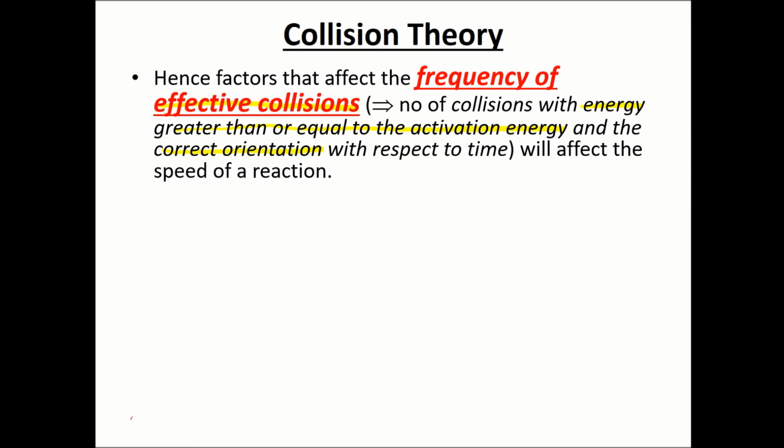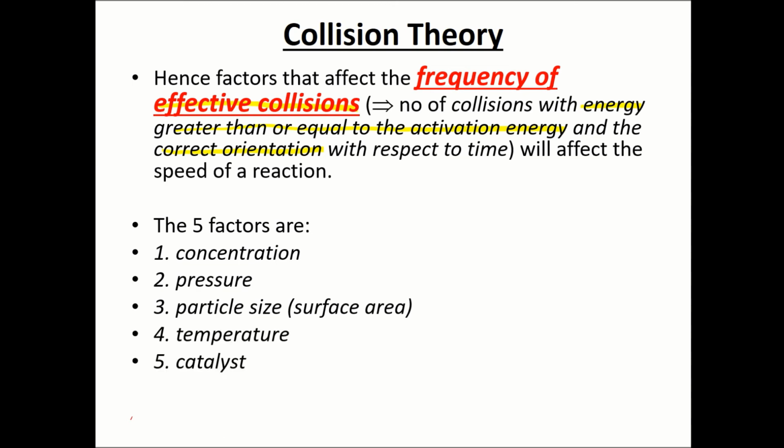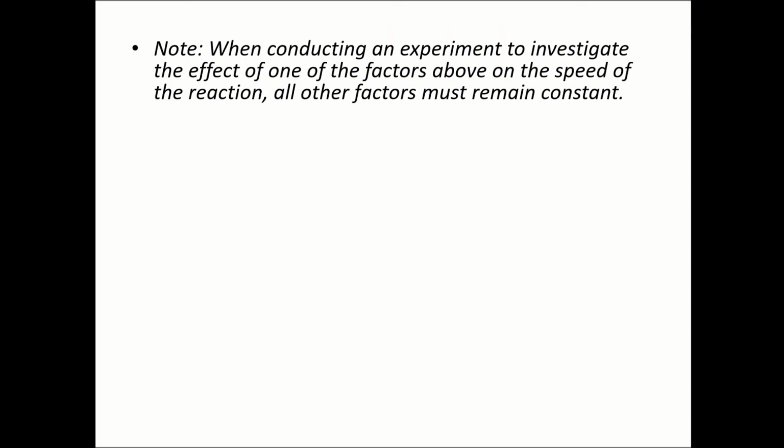So what are the factors that can affect speed of reaction, which means they can affect the rate of effective collision. So there are 5 factors. One is concentration, second is pressure, third is particle size, because that will affect the total exposed surface area, fourth is temperature, and fifth is the presence of a catalyst. Okay, take note when conducting an experiment to investigate the effect of one of the factors on speed of reaction. All the other factors must remain constant, so that is a fair experiment. We can do a fair comparison.